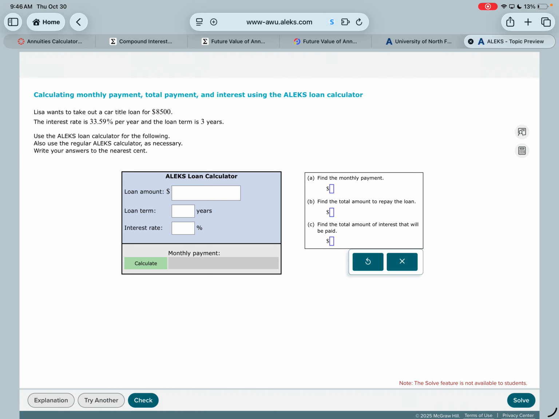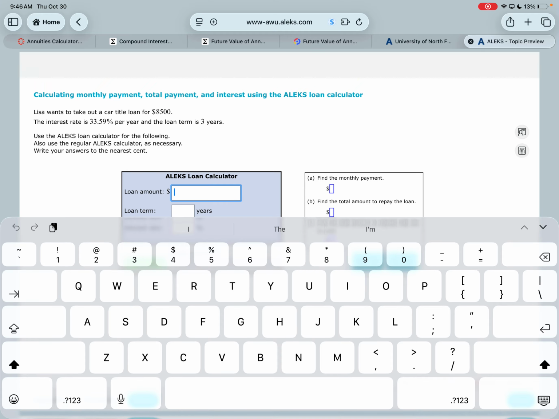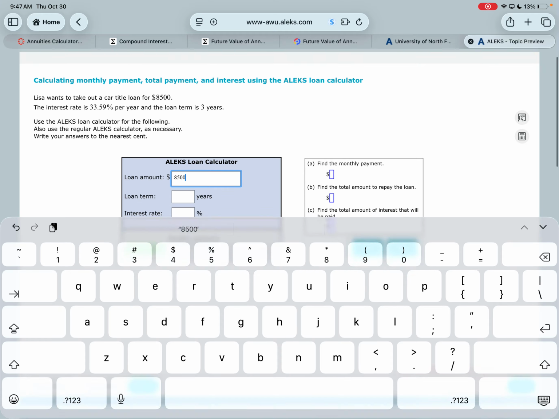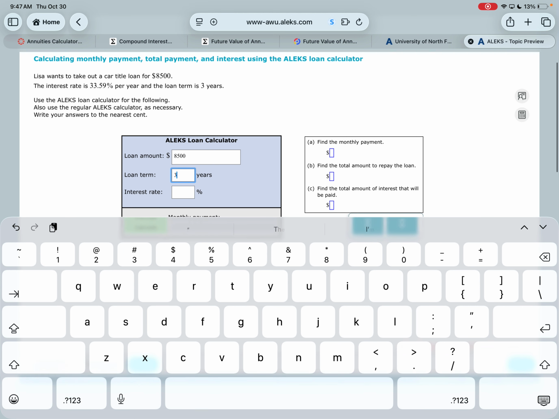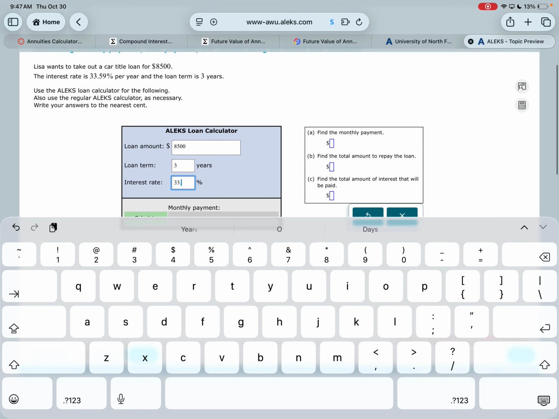Lisa wants to take out a car title loan for $8,500. The interest rate is, oh my goodness, 33%. I'd say that's strange, but I've seen some 20s in the past couple of years. So 33.59.